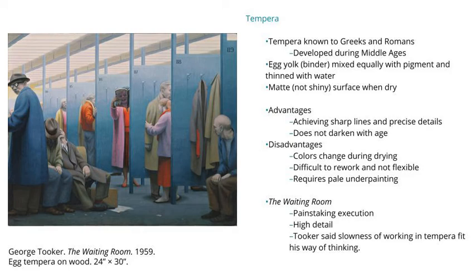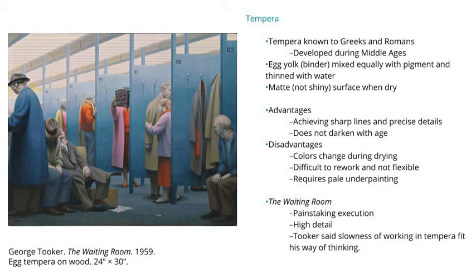So there are some advantages and disadvantages to tempera. The advantages are you can achieve really sharp lines and precise details, and also it doesn't darken with age. It's very archival. But also some disadvantages are during the drying process, the colors do change. So when you first paint it down wet, it'll be a bit different later once it's dry. Also, it's very difficult to rework. Once it's down and it's dry, you really can't change it.